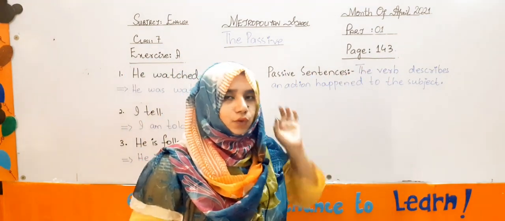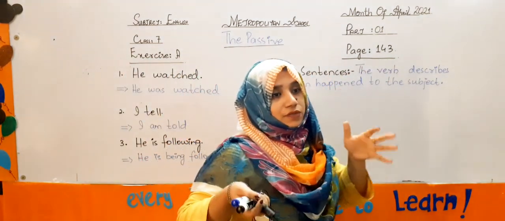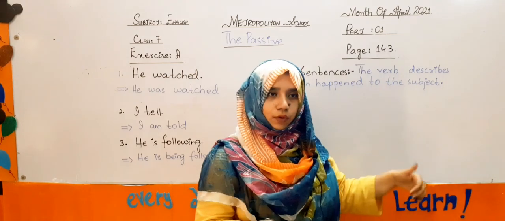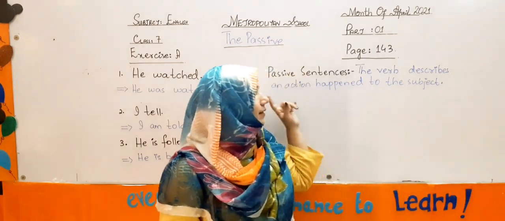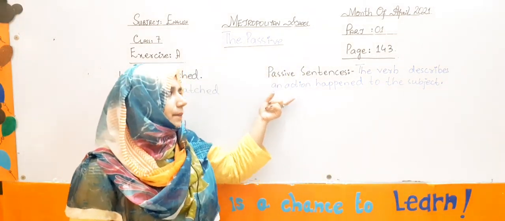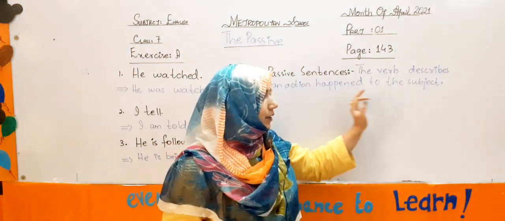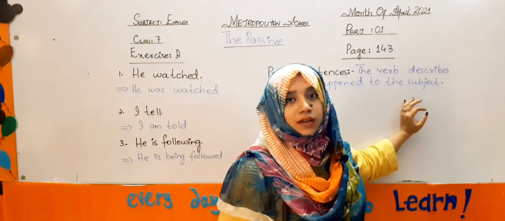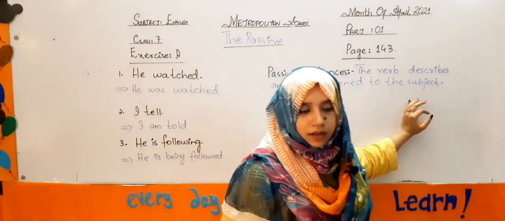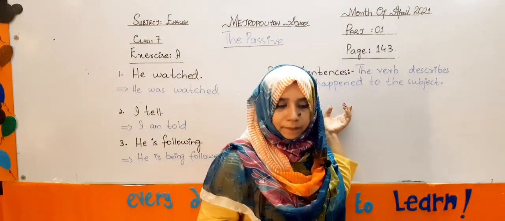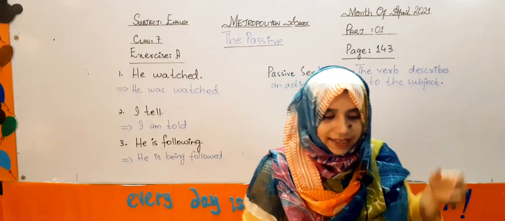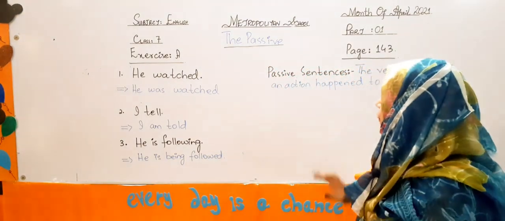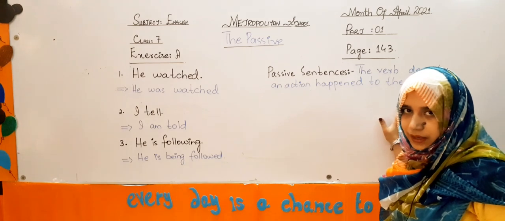143. But before that, the thing which we have to learn before the explanation of this exercise is, what are the passive sentences? The passive sentences are those sentences in which the verb describes an action happened to the subject, right? The verb describes an action happened to the subject, or you can say that it is the recipient of an action, right, my dear students?